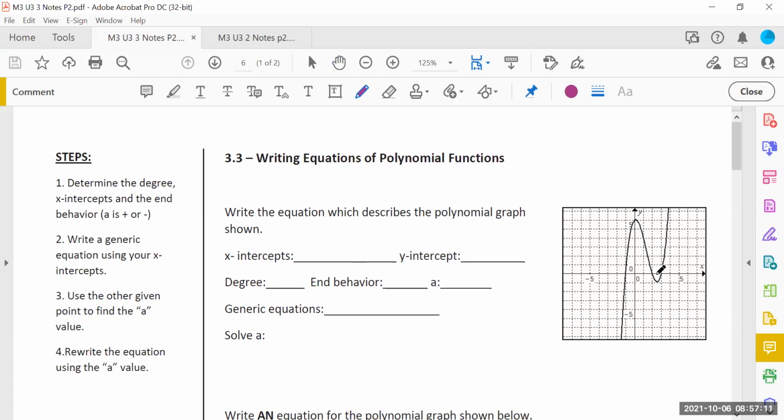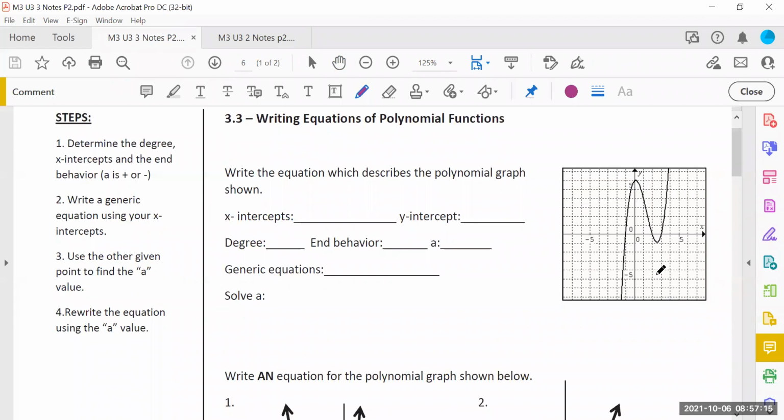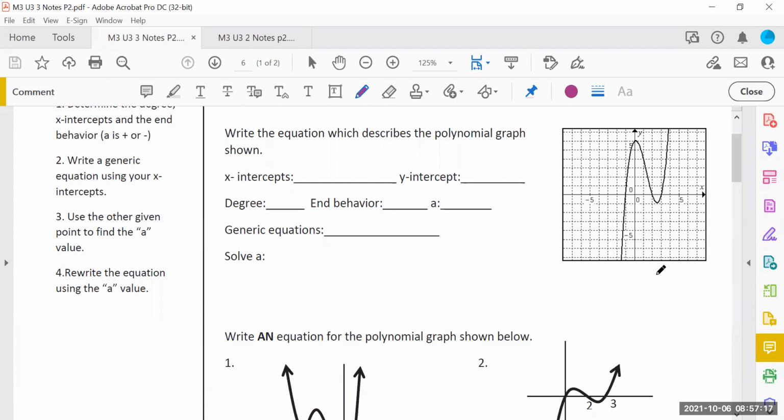Can someone, looking at either your notes or up here on the screen, tell me an x-intercept they see? -1. We've got an x-intercept right there at -1. I'm going to put that down. X-intercept at -1. Anybody else see another x-intercept? +2 and 3.